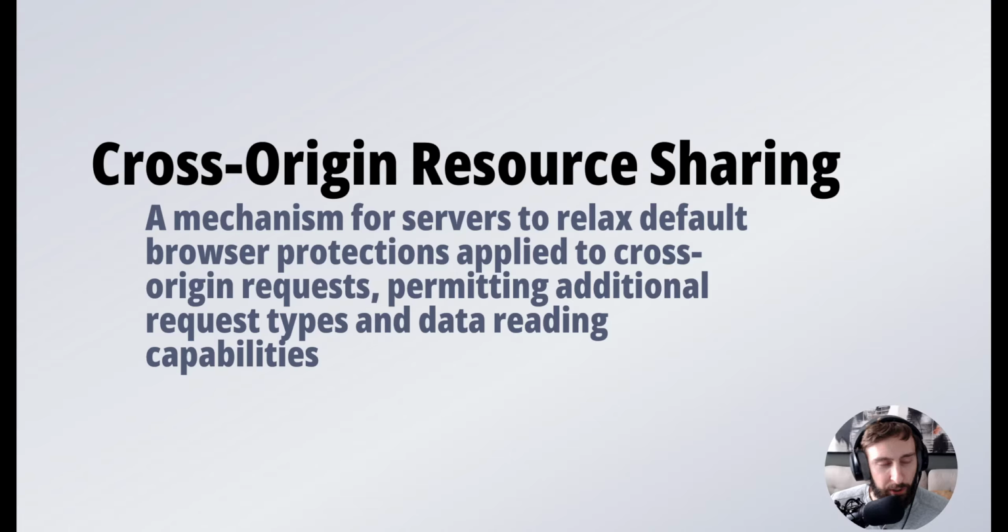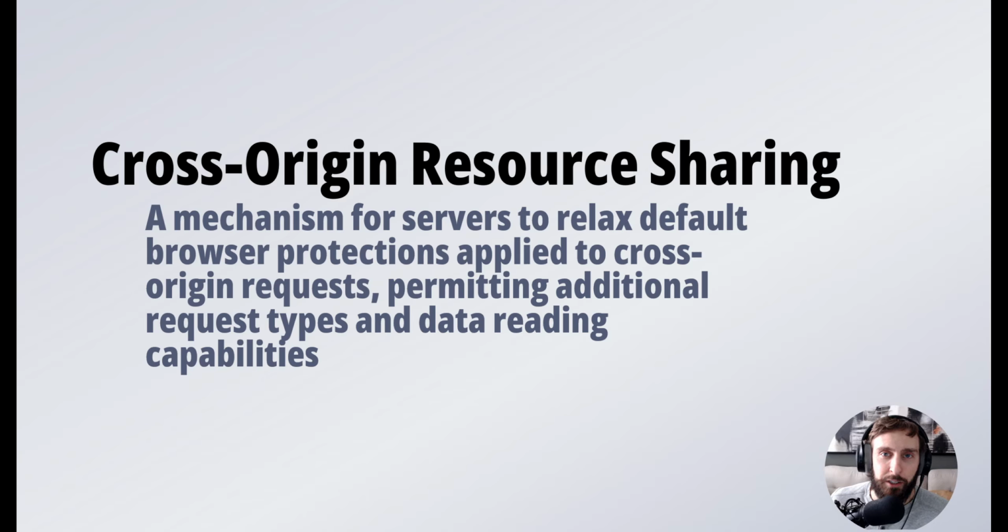Here is my own personal definition for cross-origin resource sharing. This is another topic where I find that a lot of the definitions that you find are not quite accurate or complete. So in this case, I'm calling it a mechanism for servers to relax default browser protections applied to cross-origin requests, permitting additional request types and data reading capabilities. So it's a browser protection mechanism that exists, roughly governed by same origin policy, and CORS is what allows servers to be able to relax it, right?